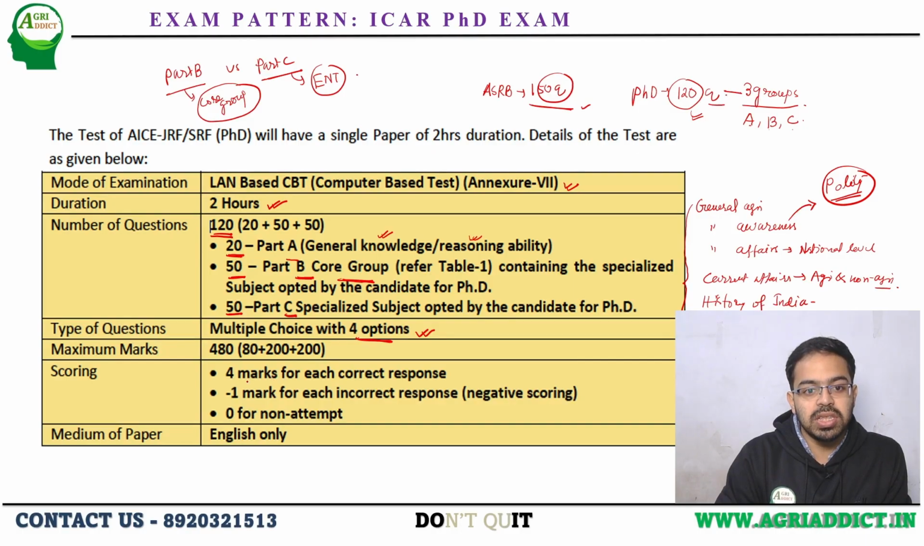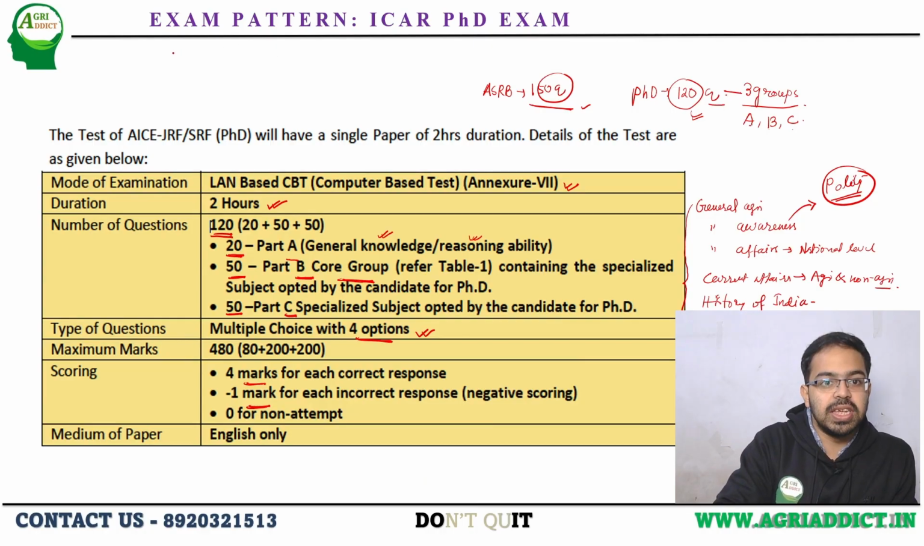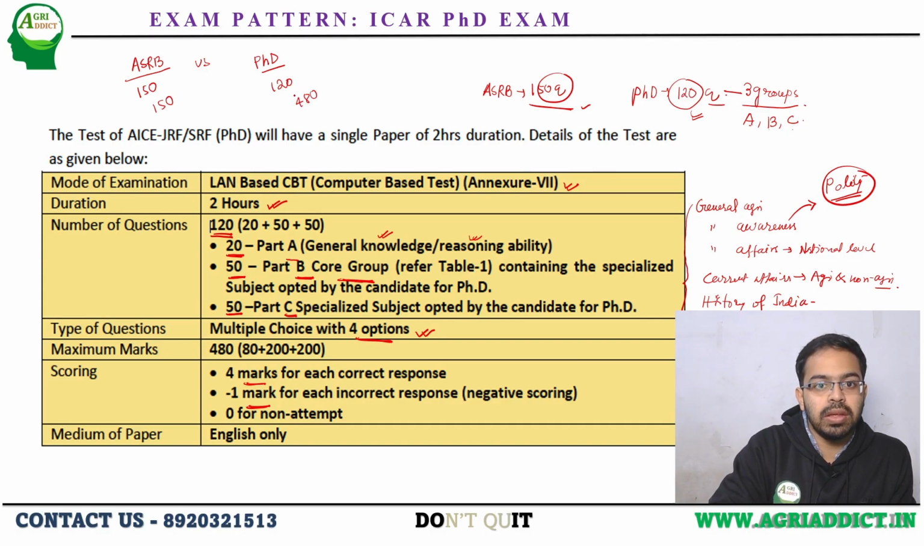So per question there are 4 marks, and for each wrong answer 1 mark will be deducted. So here is the difference between ASRB NET and ICAR PhD. In ASRB there are 150 questions, here 120 questions; total marks will be 150 here, and here it is 480. Negative marking is 1/3 in ASRB and negative marking in PhD is -1. So this is the difference in marks.